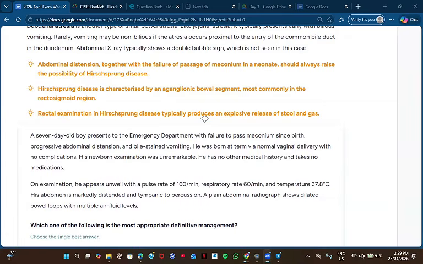Okay, I'll tell the options: saline enema decompression only, then temporary colostomy with pull-through operation, or regular osmotic laxative. What do you think? Just 1 minute, doctors. Answer in the comments.